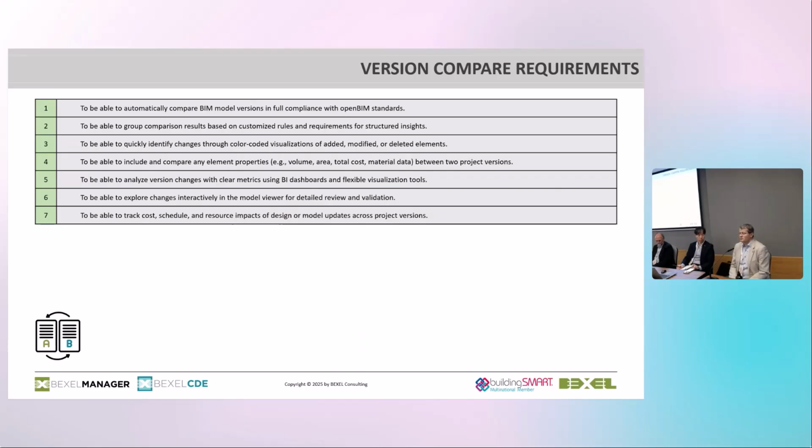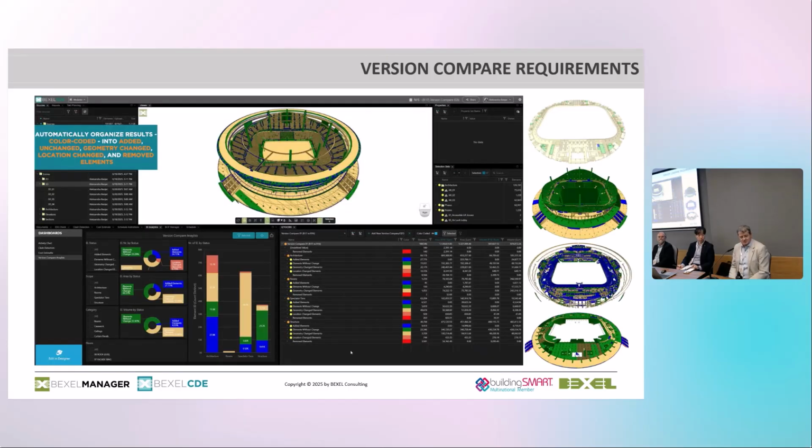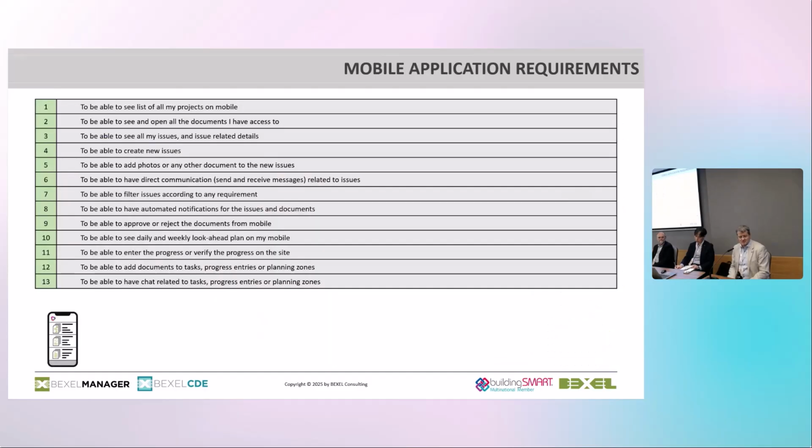So version compare must be based on open standards, and we also added the ability to add properties. So I can see not just changes, what's updated, deleted, moved, and so on, but also add any property, again based on IFC. So see if the volume is increased, if the cost of these elements is increased, and organize it according to any level: per subcontractor, per designer, per trade, and see all this analytics. And of course, again, on all sources I have in a project, not a single one.